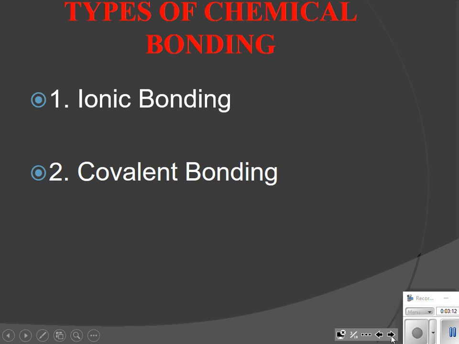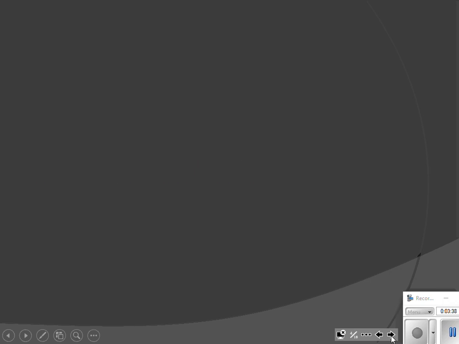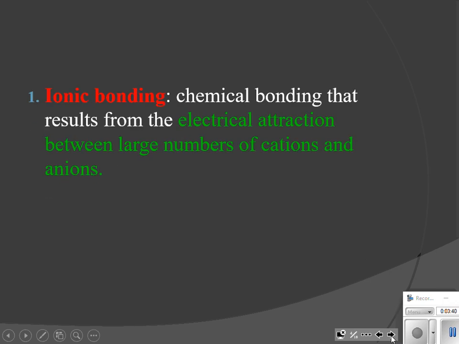What about covalent bonding? Sharing. Okay, so ionic bonding is the transfer of electrons. The covalent bonding is the sharing of electrons. Now, you're going to get some hints on what kind of elements like to covalently bond, what kind of elements like to ionically bond. Okay, so let's start by looking at ionic bonding.